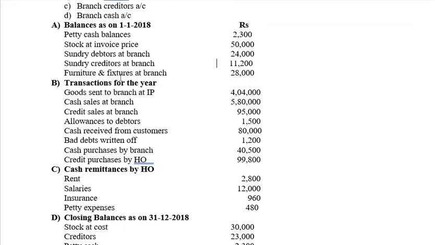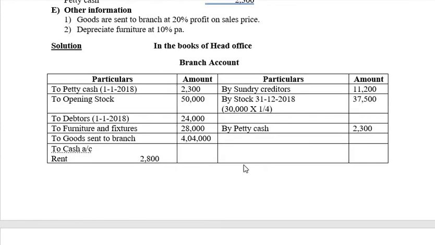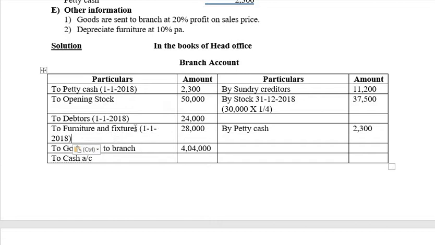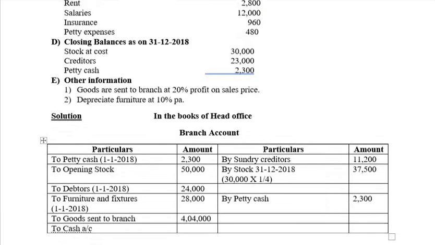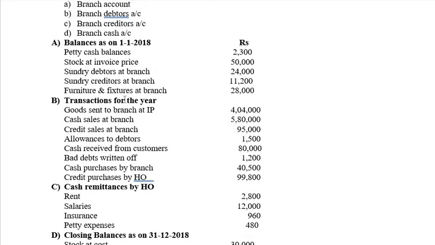After creditors, furniture and fixture. Furniture and fixture is 28,000. Now we do not have a furniture and fixture account, so you will have only one entry, in the branch account. So to furniture and fixture, opening balance. I'll write here 1/1/2018, that is 28,000. Okay, next.